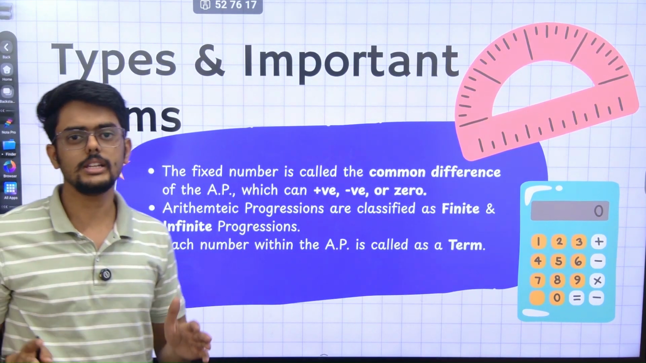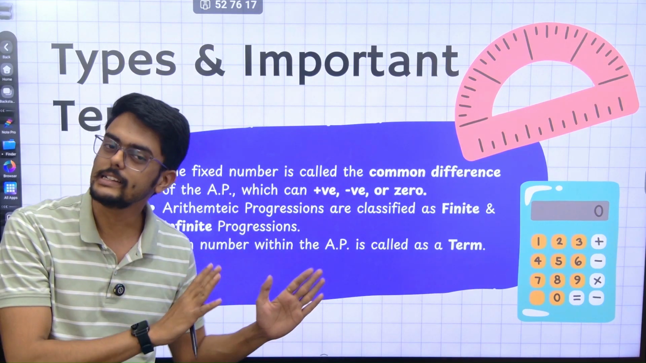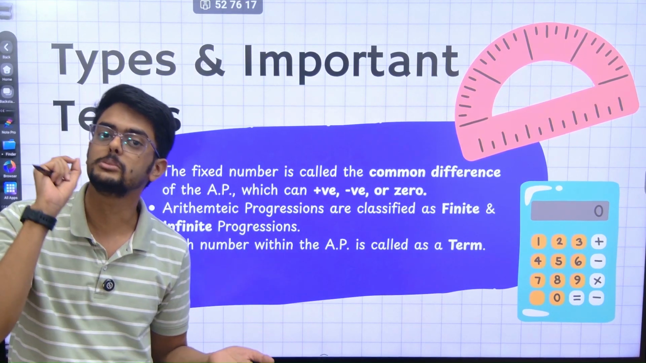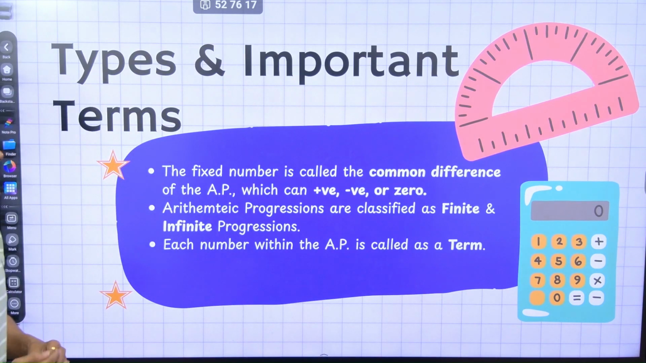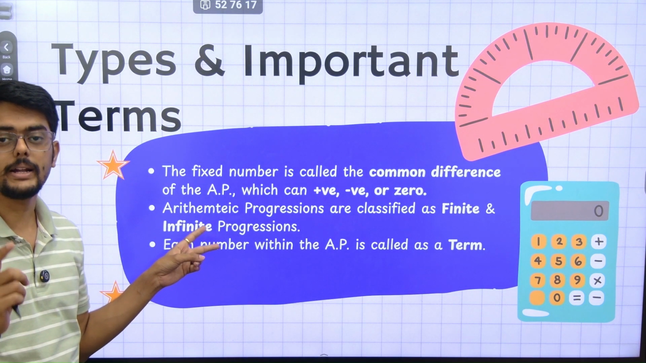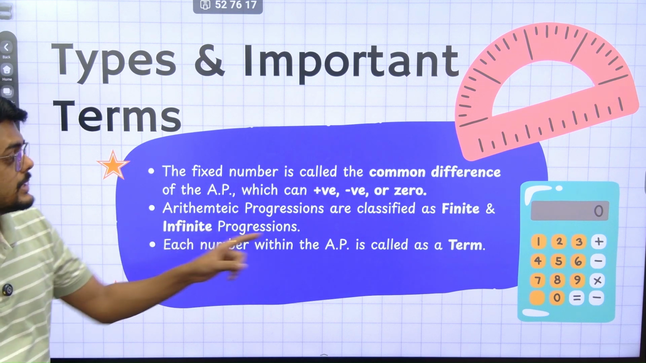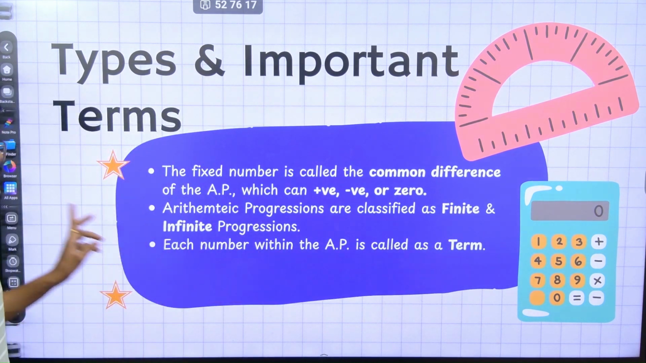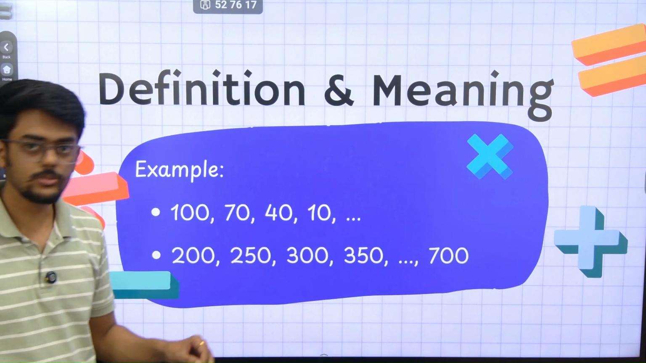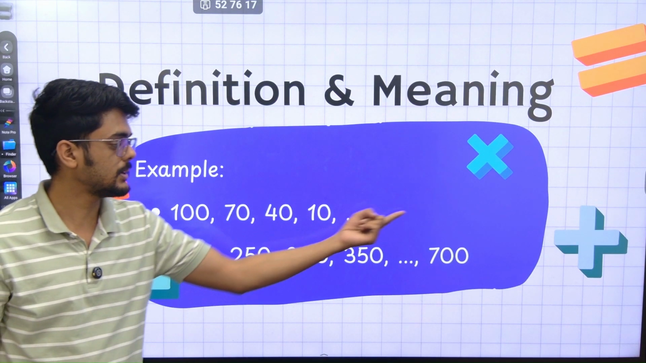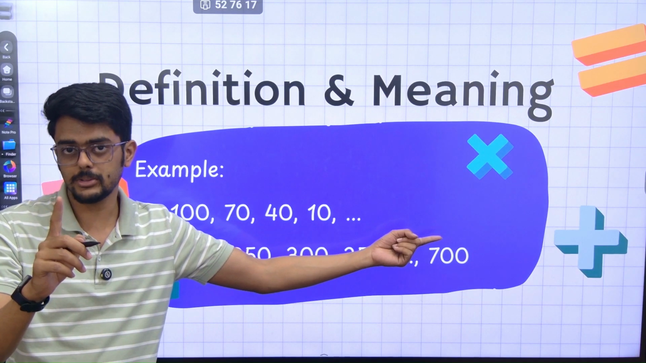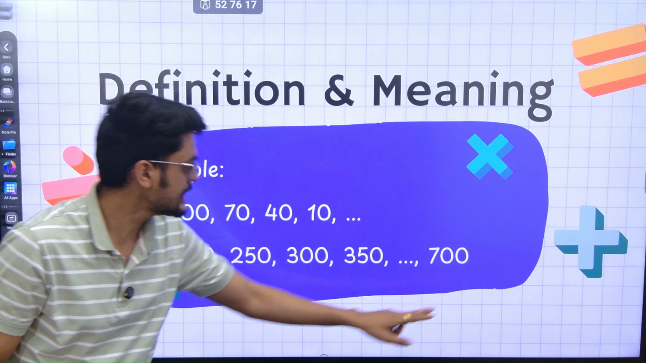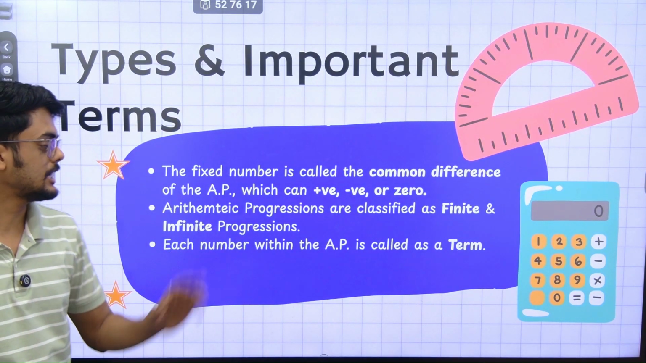For zero, you don't have to do anything, just write the same number repeatedly, and it would be your arithmetic progression where the common difference is going to be zero. Okay, and with the help of the two examples, we also saw which can be a finite and which can be an infinite progression. Over here the very first example is of an infinite progression and the second one is what? Yes, you are correct. It is a finite progression.